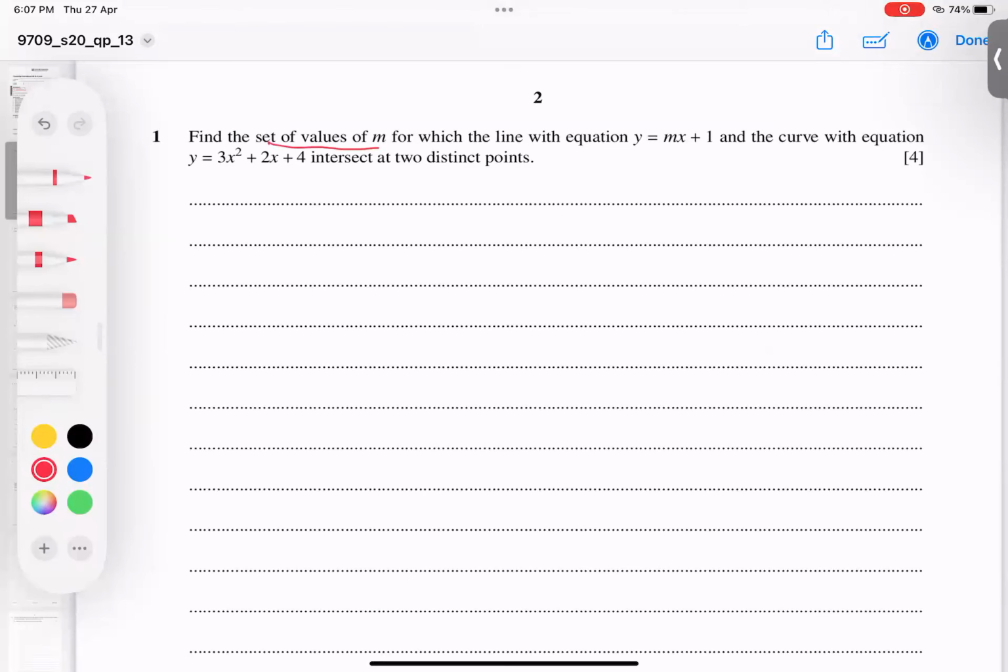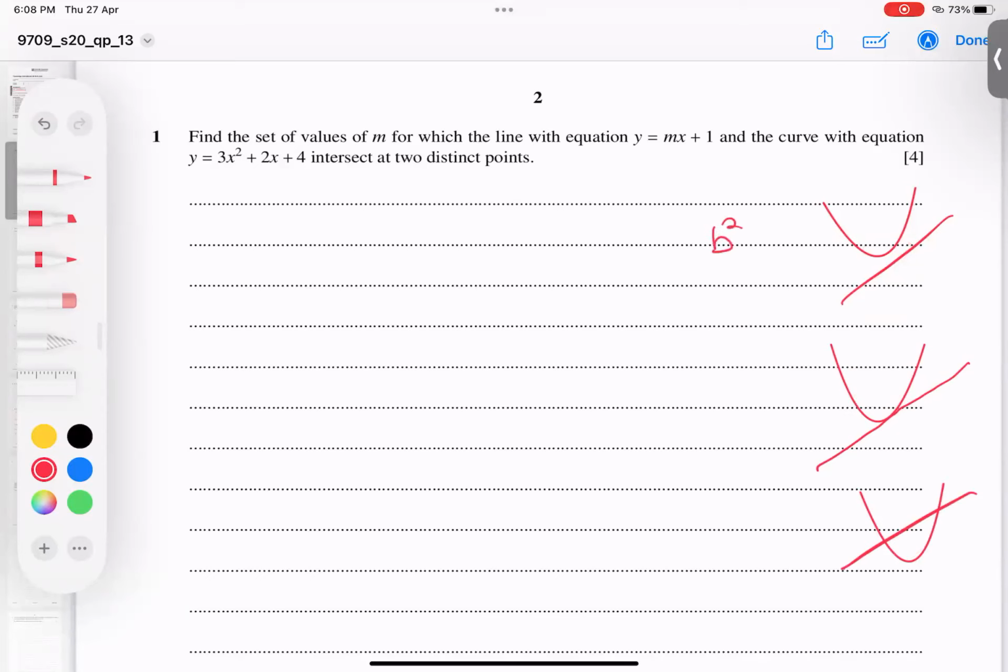Find the set of values of m. It means the answer will come in range form, with less-than or more-than conditions. The line and the curve are given, and they intersect at 2 points. We have 3 situations. Condition number 1 is this, condition number 2, I show you once again, is this, and condition number 3 is this.